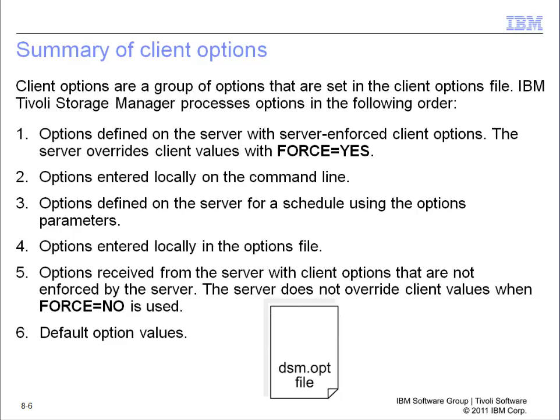Next, you can enter an option on a command line, and it will ignore what's in your dsm.opt. Third, options defined on the server for schedules. So this would be using your option parameters using a schedule, such as scheduling your backups. Fourth are the options entered locally in your options file. So this would be what you have in dsm.opt. The server will not override client values if you have force equals no or don't use force equals yes. And finally, the default option values are used. So any option you don't provide a different value for, the default values will be used.